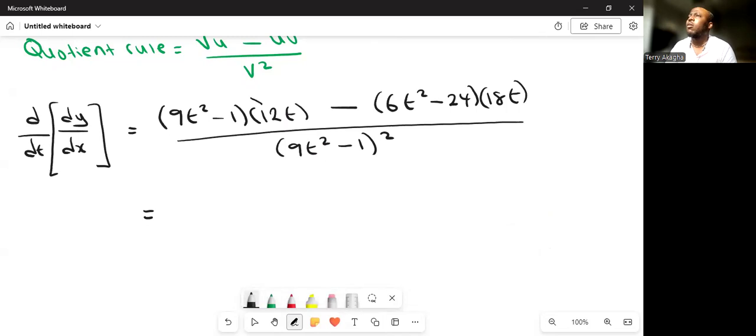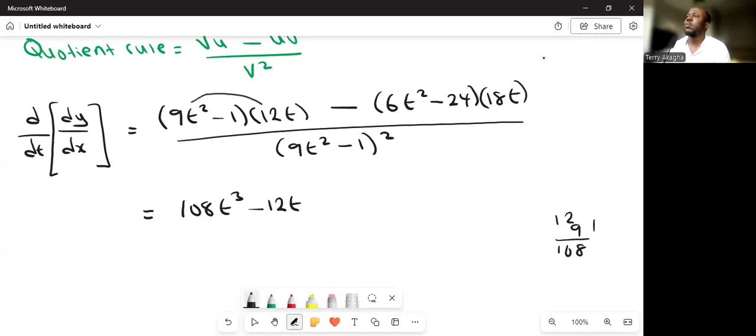So we're going to have 12 times 9t squared. 12 times 9: 2 carry 1, 9 times 1 is 9, plus 1 is 10. It's going to give you 108t squared times t, which gives 108t cubed, minus 12t. Is that okay? All right, so we now have minus 12t.